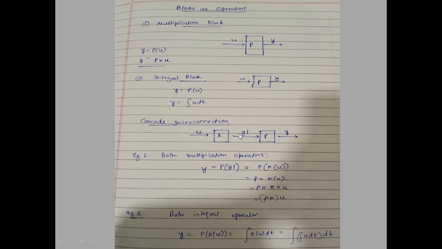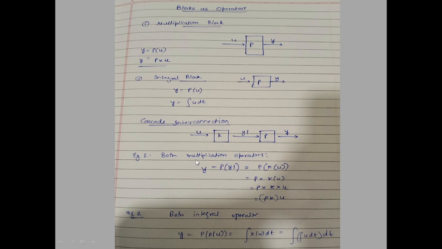Now y1 is the action of k on u, hence the overall output can be written as action of P on action of k on u, that is P of k of u. Now this would be a general relation irrespective of the type of the block.